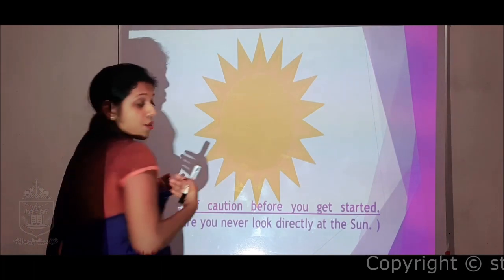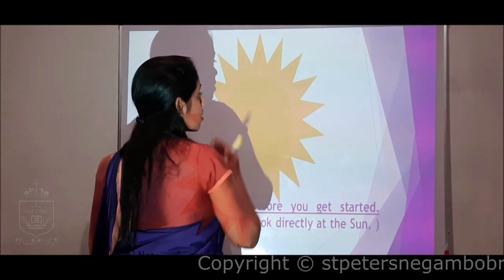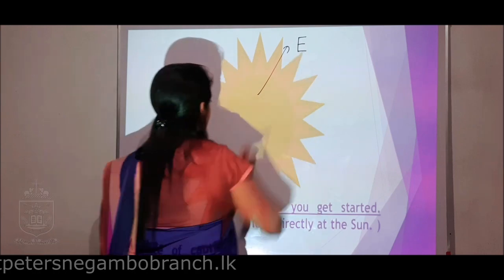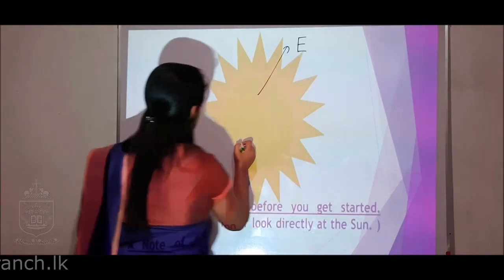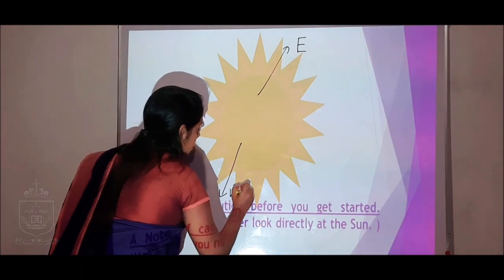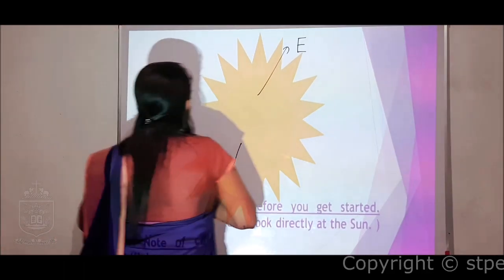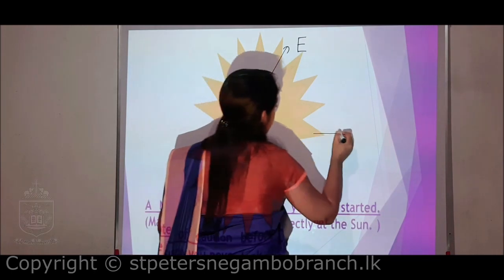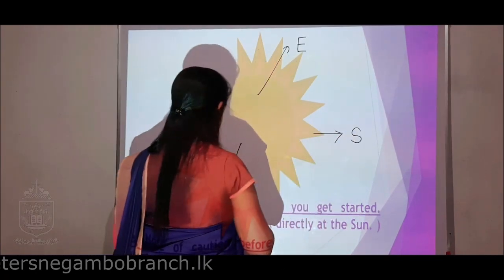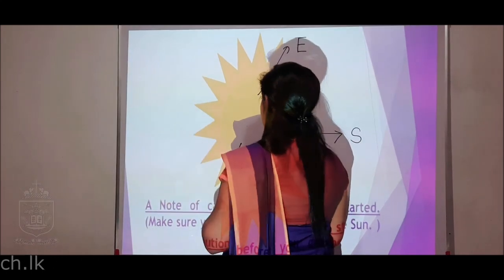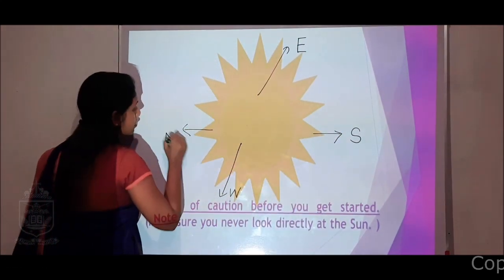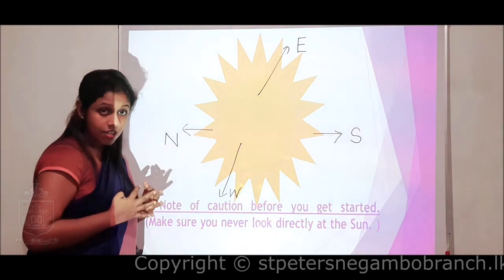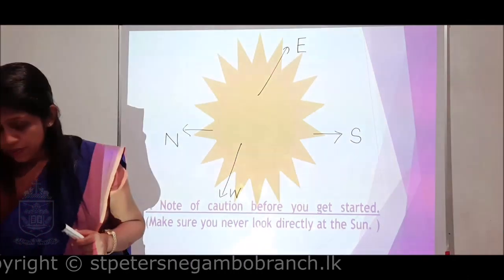When you are standing and facing the sun, your face points towards the east direction and your back points towards the west direction. If you stretch both your arms out, your right hand points towards the south direction and your left hand points towards the north direction. In this way you can find different directions. Understood, children? Okay.